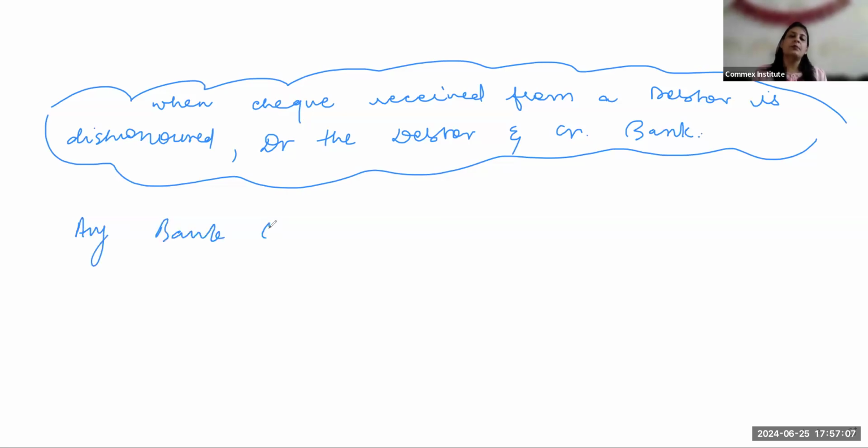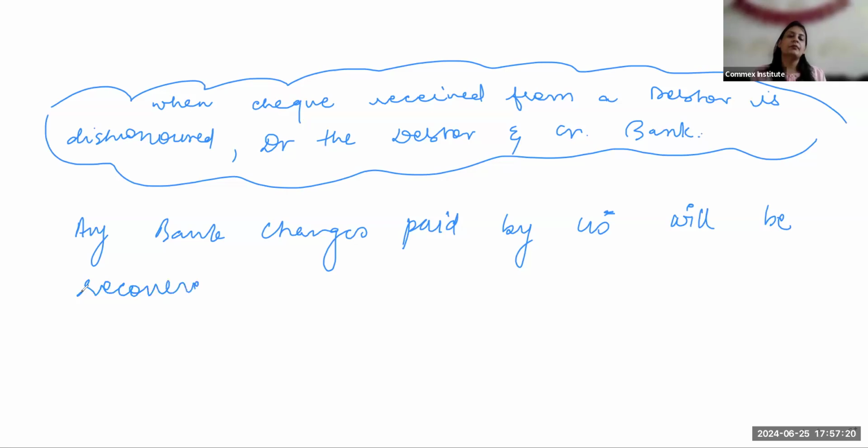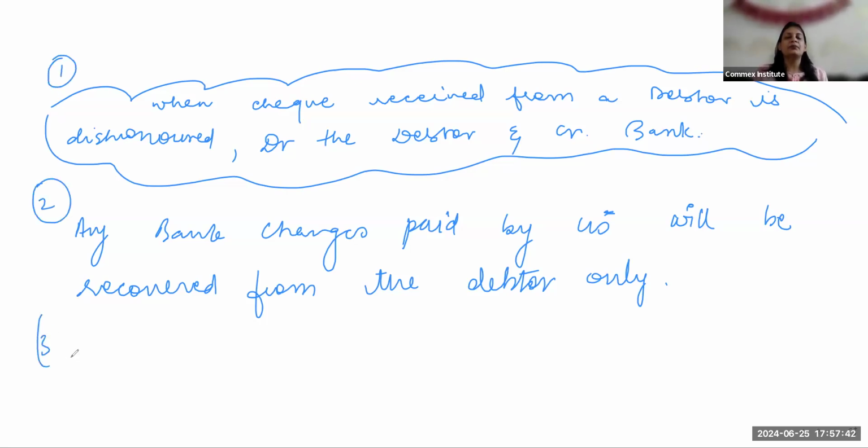Any bank charges paid by us will be recovered from the debtor only. Okay, so obviously this also will be added in his bill only. 20 rupees which we had to pay at that moment to the banker, we'll ultimately add it to his bill amount only. So, and one more thing, number 1, number 2, and number 3.